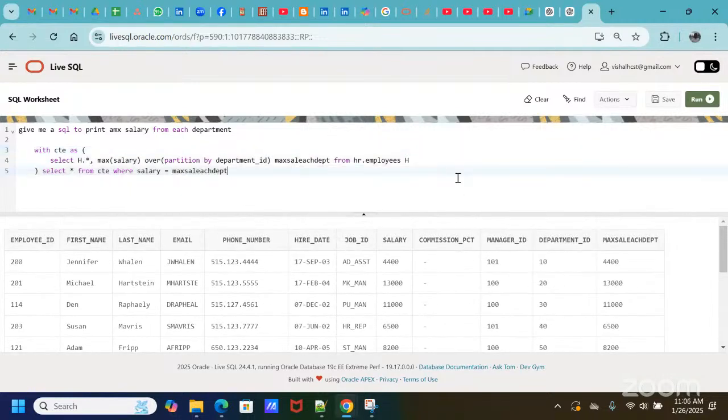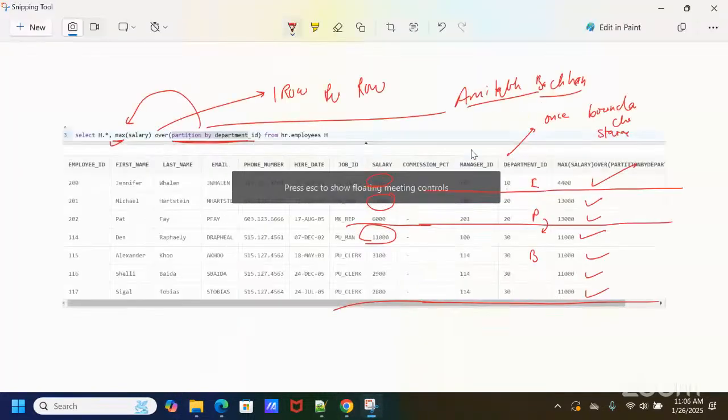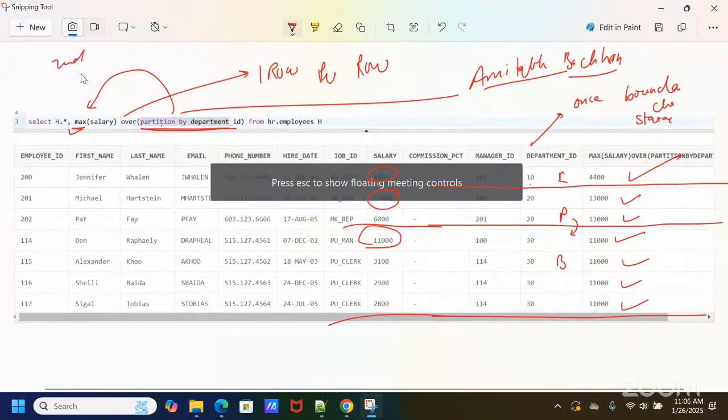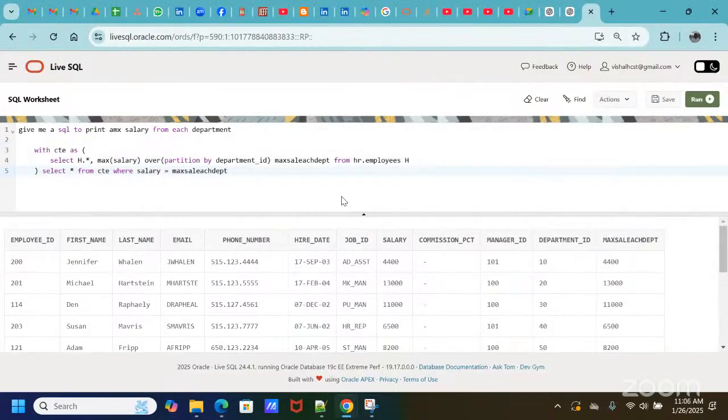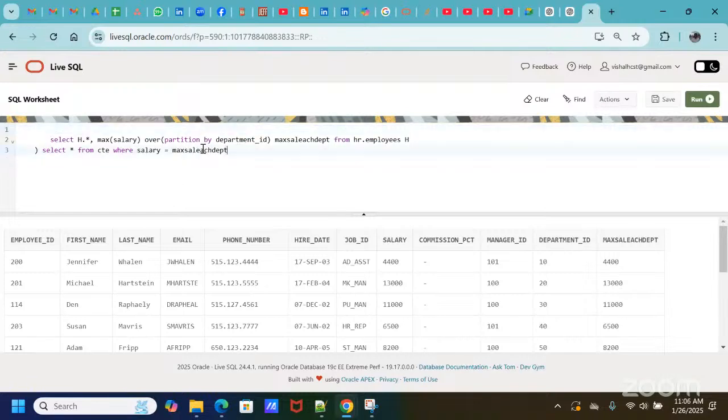Suppose the question is, how do we know when to use analytical? Whenever your question contains anything related to second, third, fourth, fifth, sixth, eighth or tenth highest, use an analytical function. Suppose the question is get me the second highest salary or third highest salary. What you can do, remove this one. Third highest salary, I want the third highest.